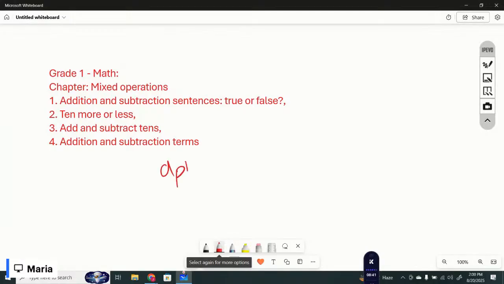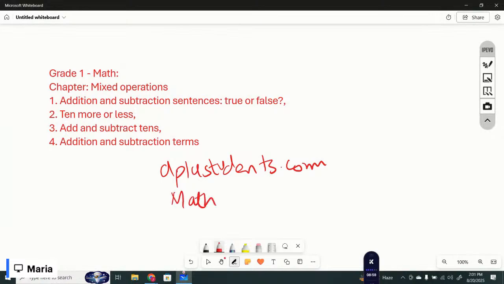You can find all the lessons on aplusstudents.com. You have to log in there using your email address and password as provided by the administrator. Then you have to select math from the subject tab. Scroll down to grade 1 math and then click on view all lessons. There you can find a list of the chapters.